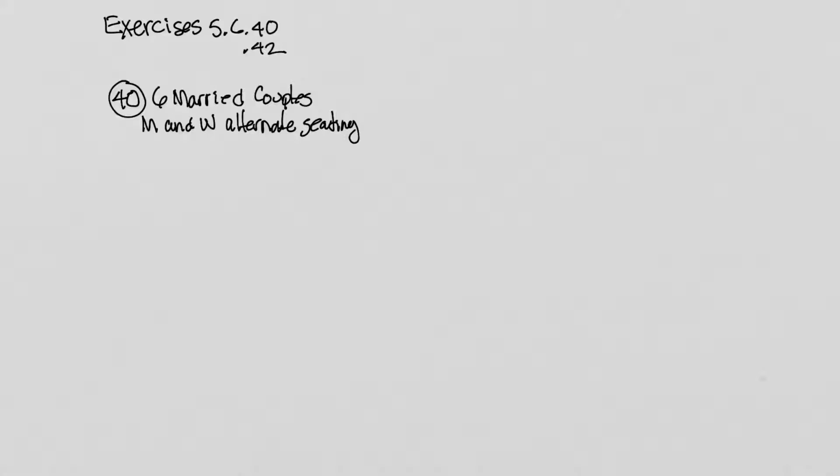In problem number 40, we are asked to count the number of ways that 6 married couples, men and women, can sit in a row if men and women alternate. So to do this count, let's draw the seats. 1, 2, 3, 4, 5, 6, 7, 8, 9, 10, 11, 12. We've got 12 different seats for these 6 couples. Now our first decision is who do we want to put here, a man or a woman?